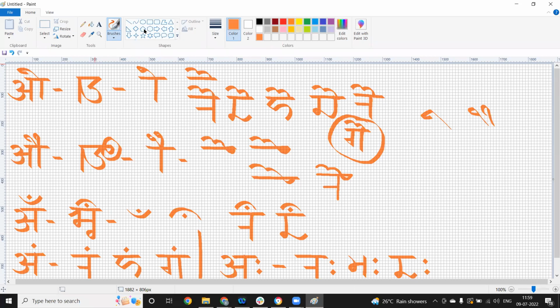Sorry, one question. The letter R, can that be written with these matras? I would suggest don't use them now. Okay, all right, thank you.